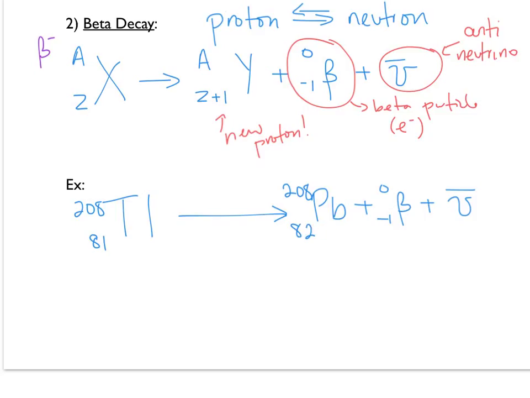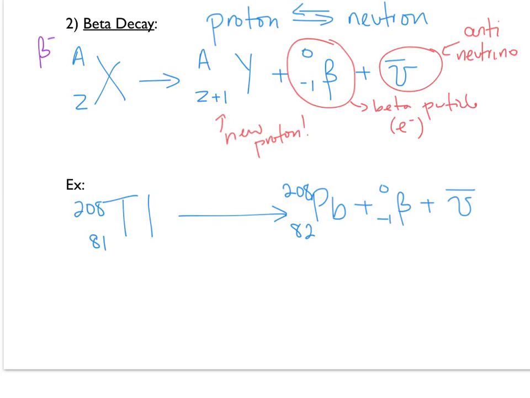If you look on the periodic table, the 82nd element is lead. So our new element is lead, and we have our electron, which is released, as I said before, and our antineutrino. Now, an antineutrino has no charge. It's 1/10 of a million the mass of an electron, so very small, practically negligible in terms of mass, and it rarely interacts with matter.